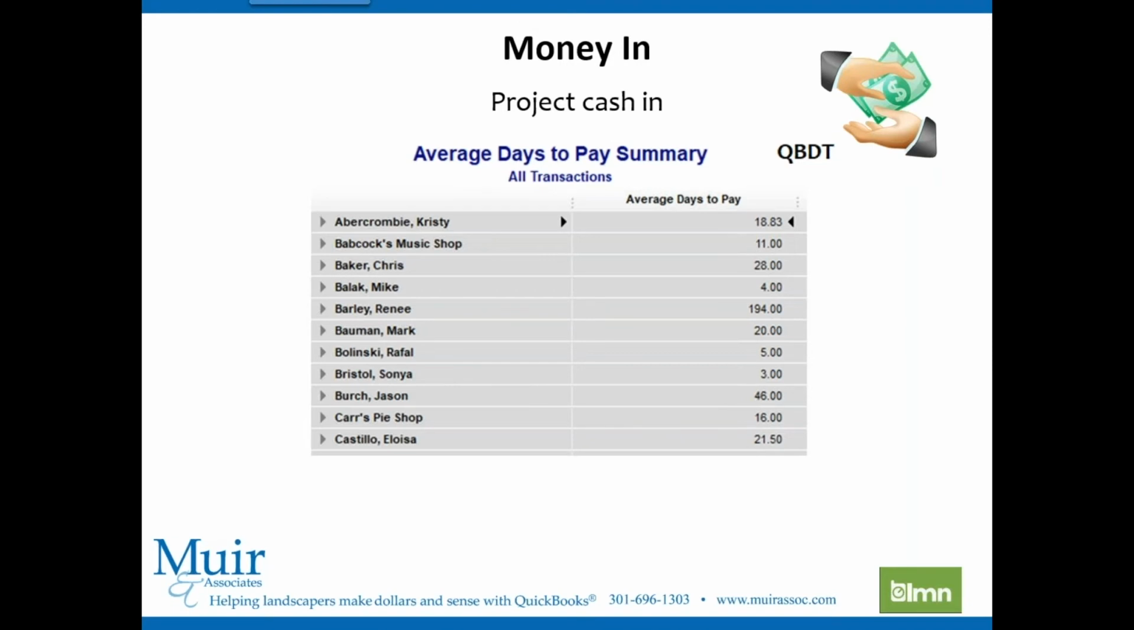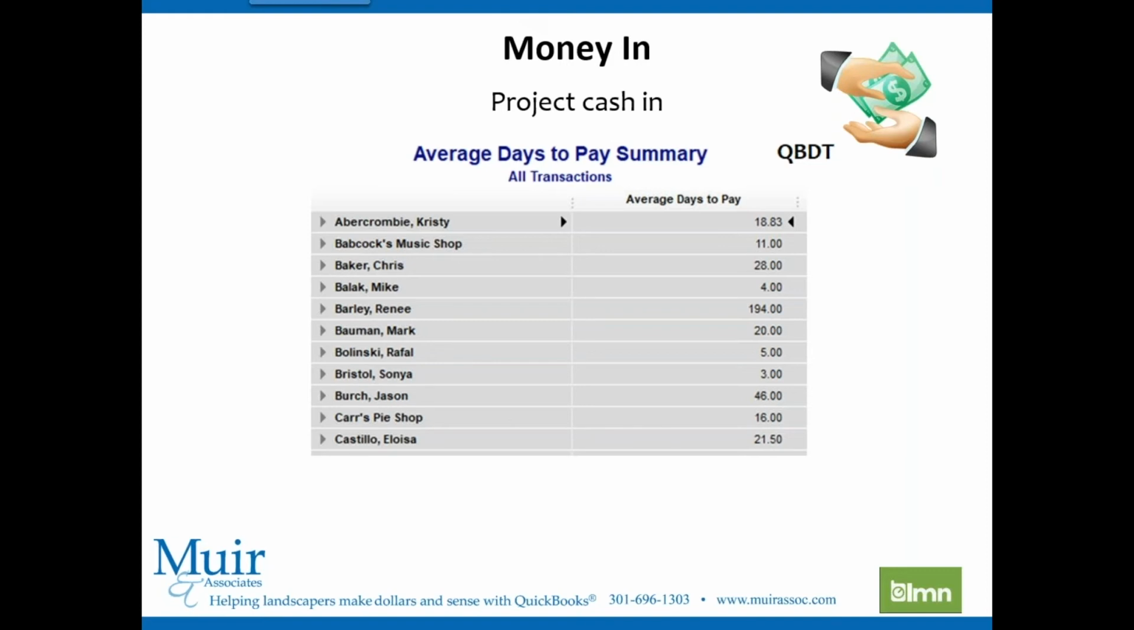But this is a summary report, so it's going to list all your customers and how long, on average, it takes them to pay you. That can be a real eye-opener, number one. And when you run the report, down at the very bottom, it'll give you an average of everyone. So when you're looking at projecting, you can use that one if you want, or if you wanted to break your customers up into a couple different camps, that would be another option.